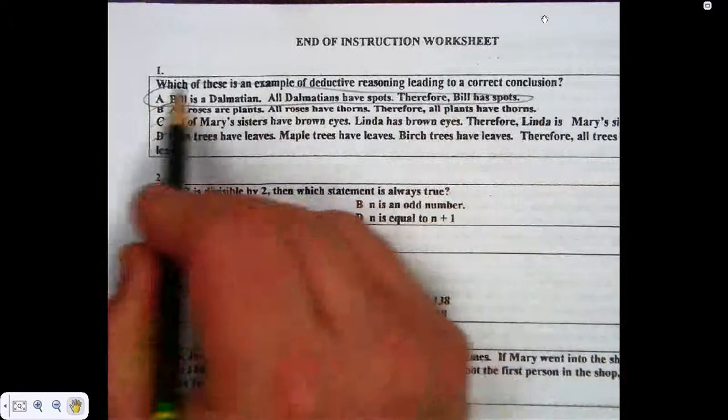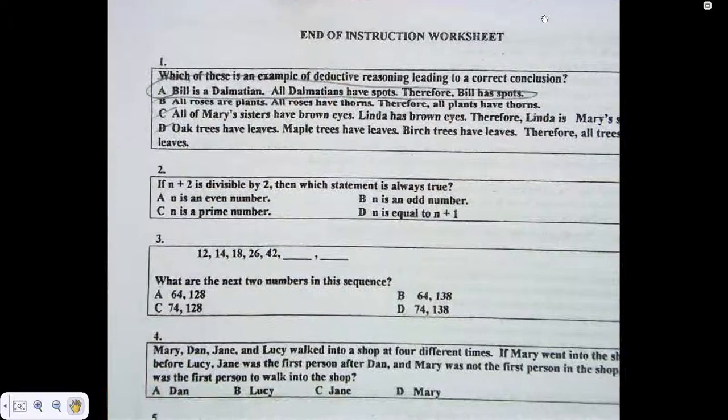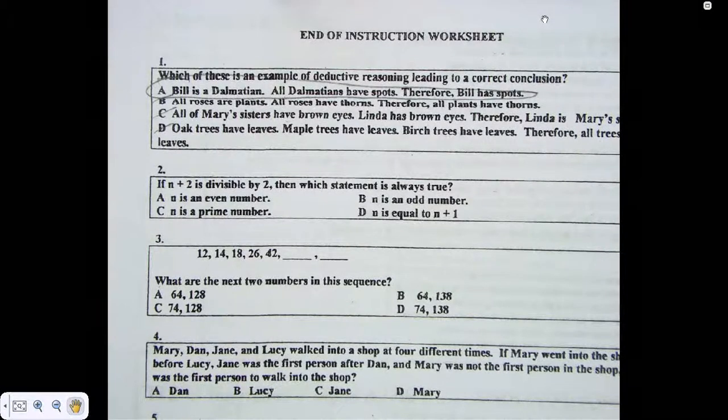Correct. Deductive reasoning is when you have an if-then statement, and the if happens, then what has to happen? The then. You can't say that if the then happens, the if has to happen. It doesn't work like that. Okay? How about number 2?